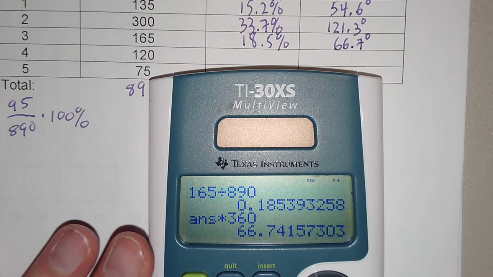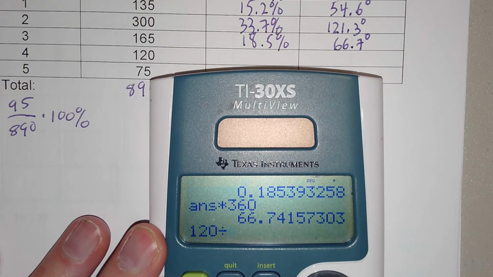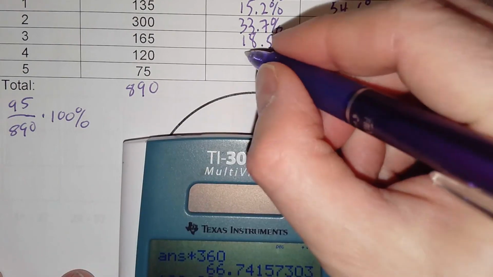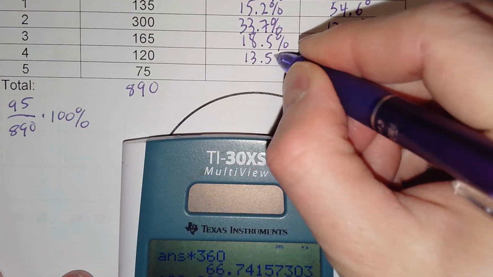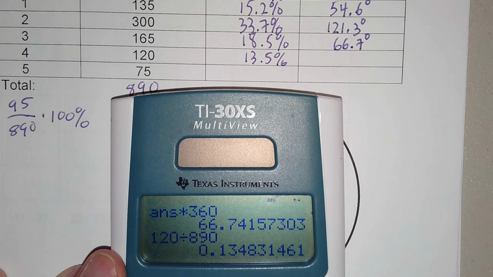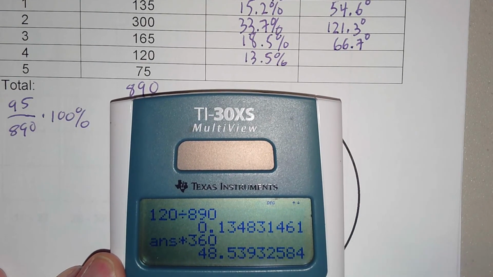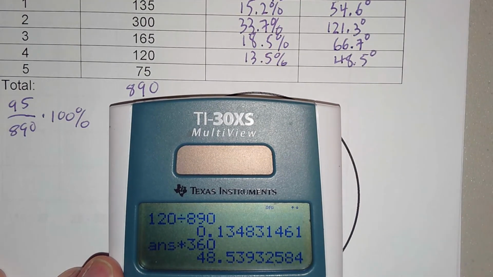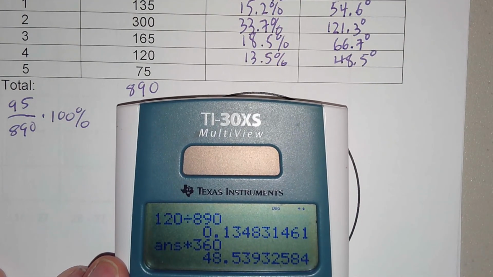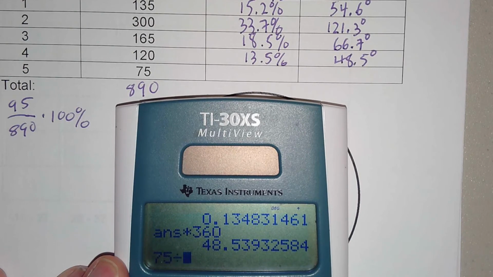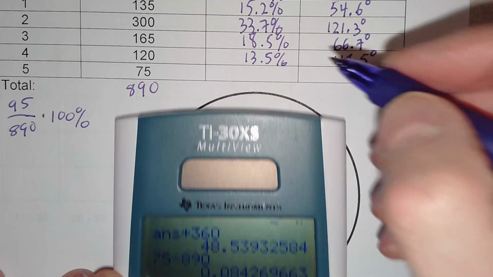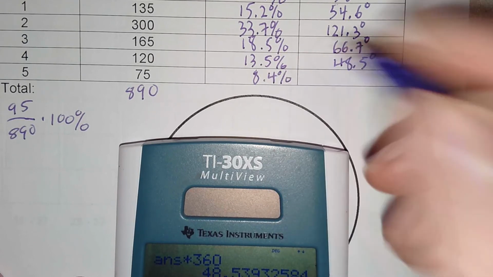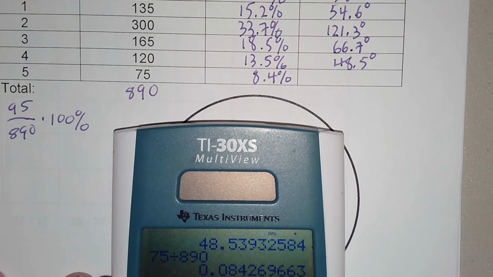And then we're going to do the last two. 120 divided by 890. That's 13.5%. Multiplied by 360, and that's 48.5 degrees. And then finally the last one, 8.4% times 360.